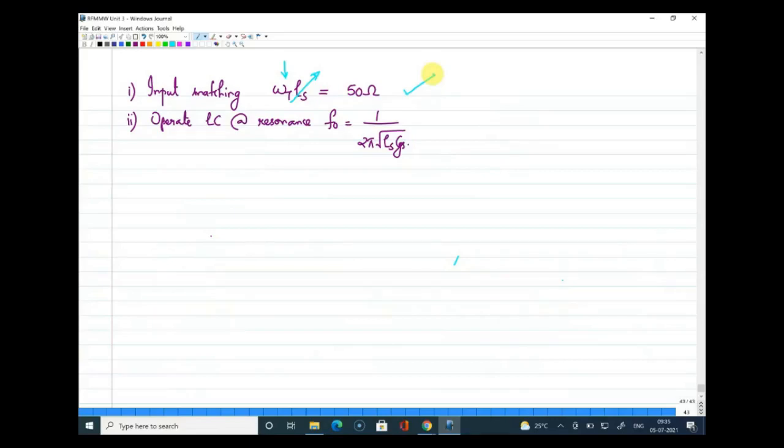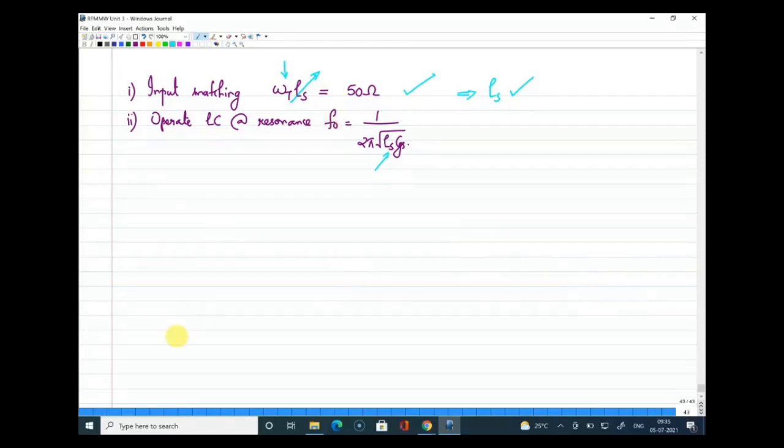If that is clear, now tell me what is the issue here. In order to do input matching, we will definitely choose a specific value of LS. So I have chosen the value of LS by setting the input matching condition. And now when I substitute that LS here, the LC should be at resonance. Yes, LS has to vary such that it gives 50 ohm, and the frequency then needs to be at resonance. Yes, that is the point. Very good. I was elaborating and maybe confusing.